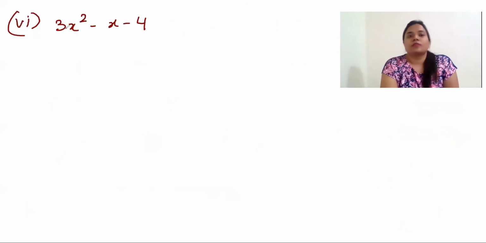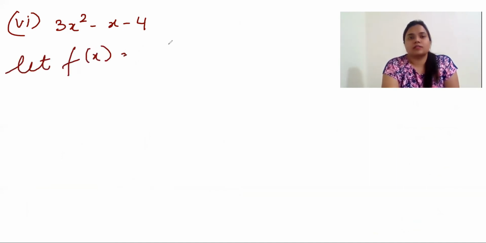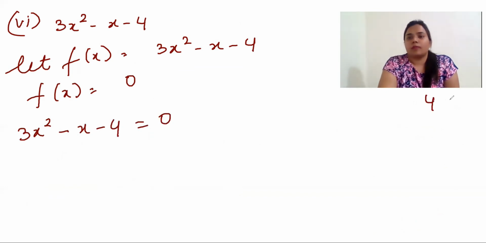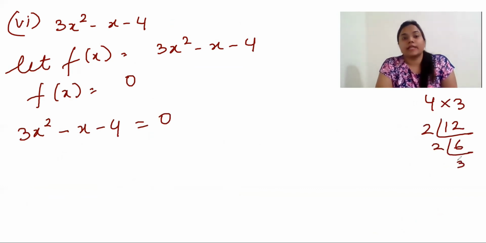Next question. 3x square minus x minus 4. So let f of x be 3x square minus x minus 4. For f of x to be 0, we need to write 3x square minus x minus 4 as 0. We will multiply 4 and 3. 4 3s are 12. Prime factors of 12 are this. We have to get x. We can take 4 and 3.